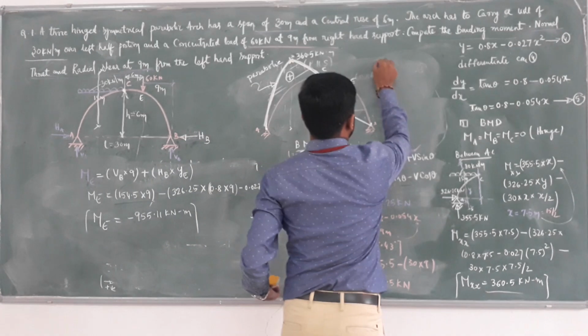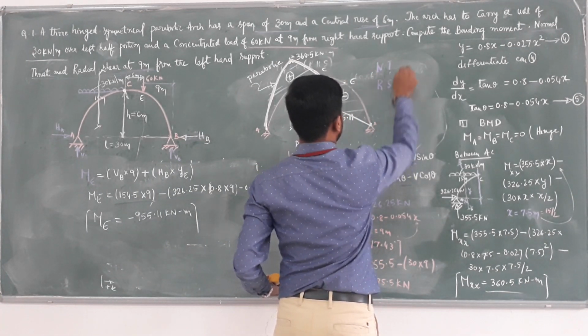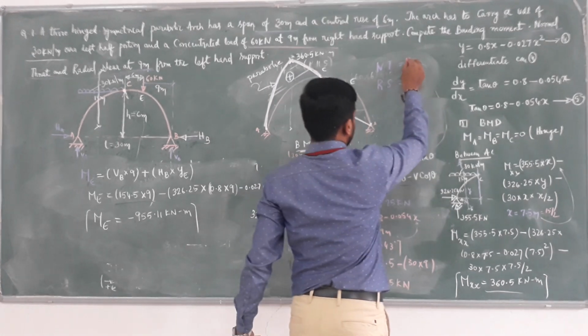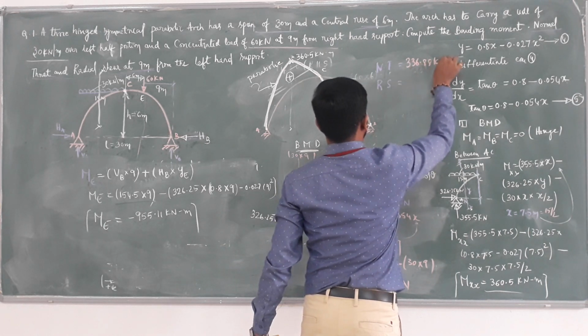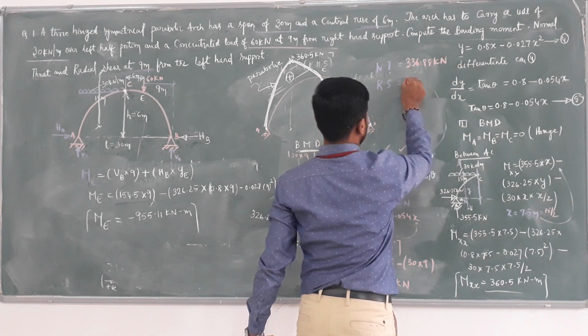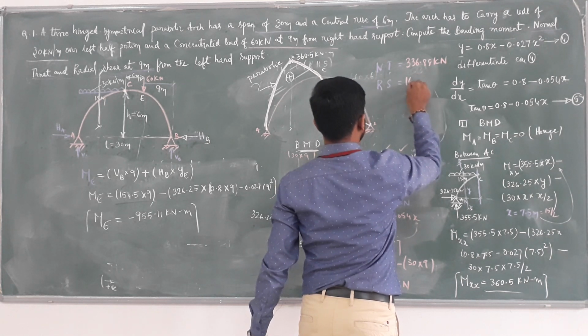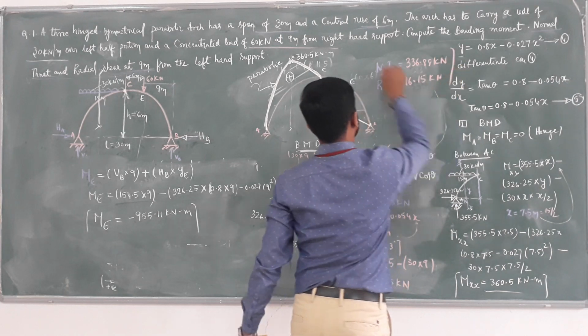Please substitute and tell me the answers. What is the value of normal thrust, and what is the value of radial shear? Normal thrust is 336.88 kilonewton, and radial shear is 16.15 kilonewton.